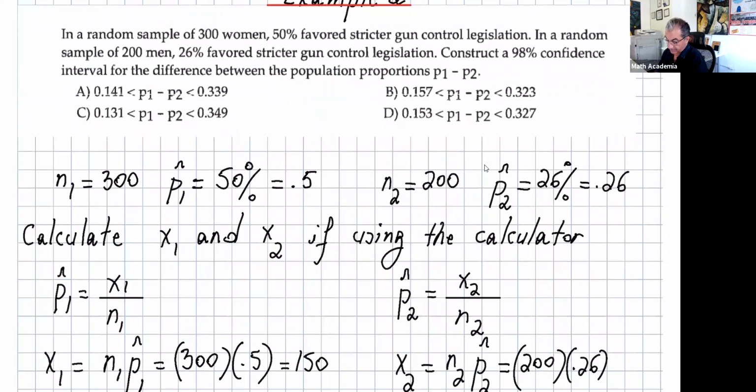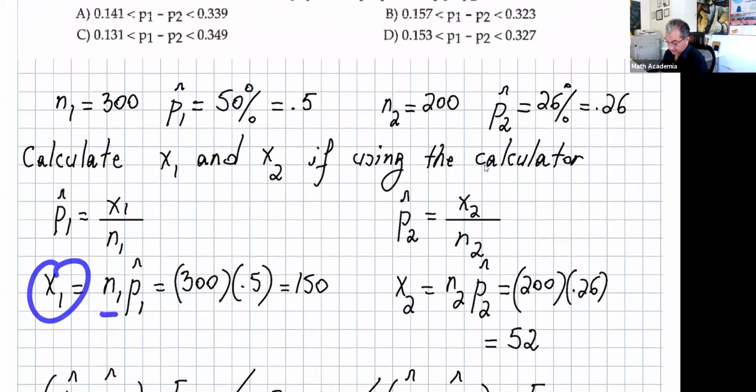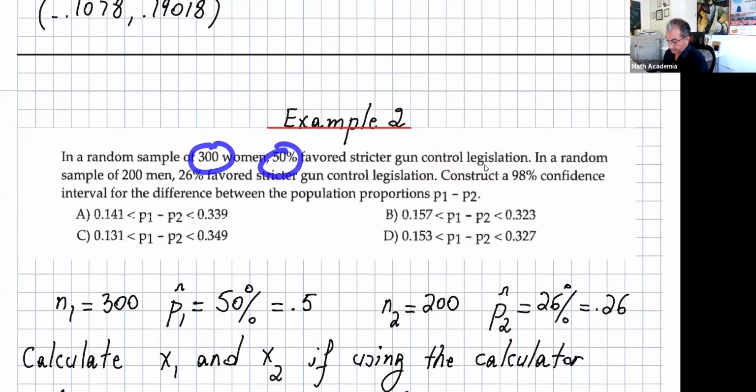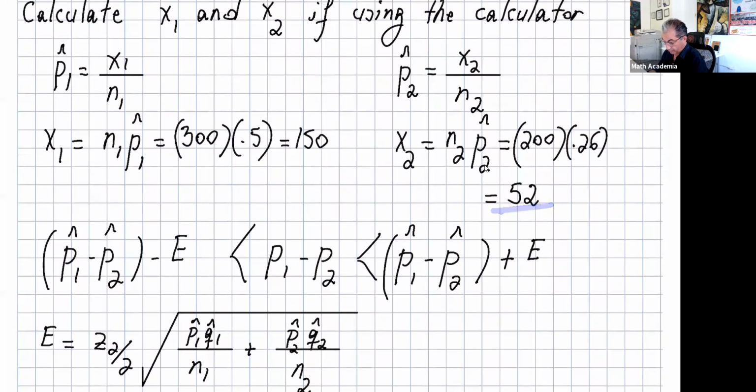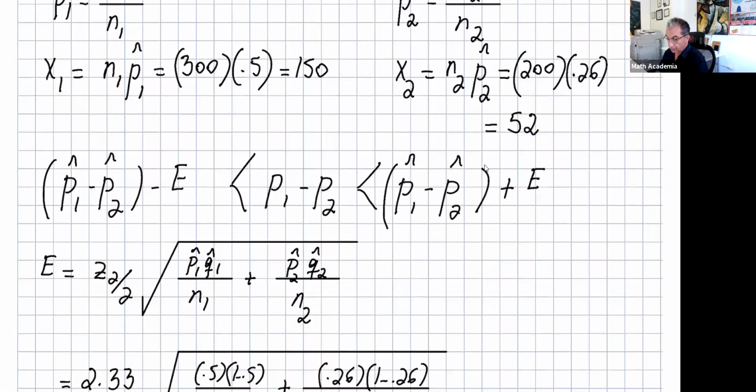Now, in this case, we notice x1 and x2 are not given. So we can go ahead and calculate them. x1 is n1 times p hat 1, 300 times 0.5, which were given. So you get 150. And x2 is n2 times p hat 2, 200 times 0.26, and you get 52. For hand calculations, we don't need x1 and x2, because we only use p hat 1 and p hat 2. But for the calculator, we do need them. So make sure to know how to get those values.